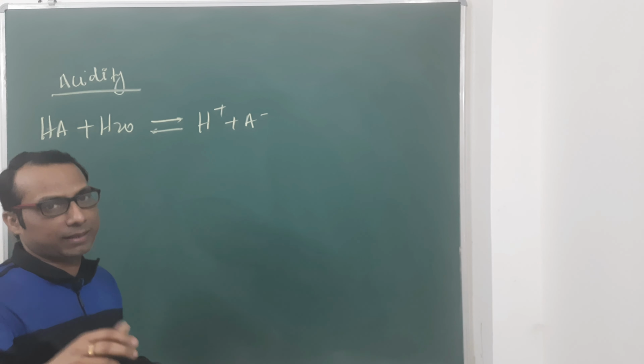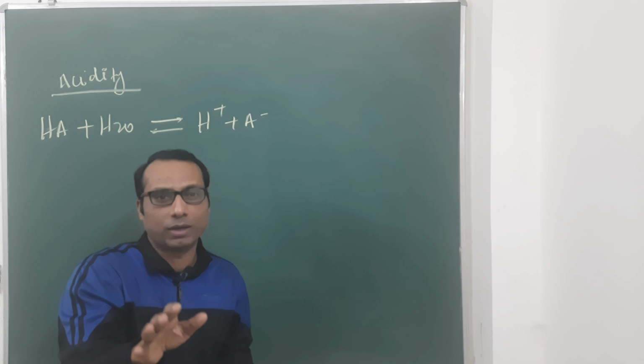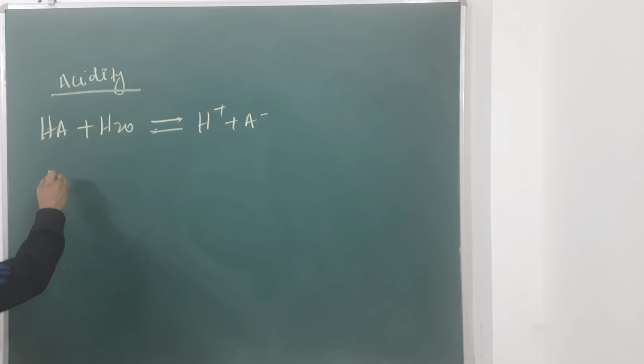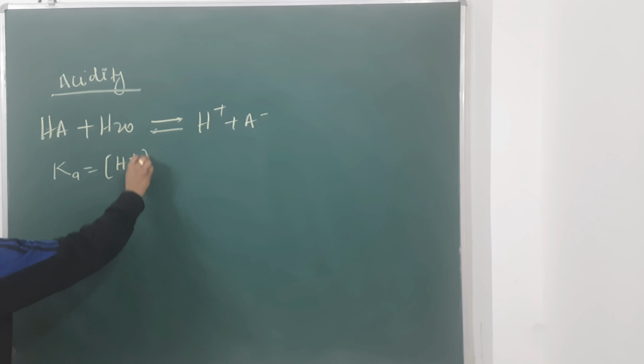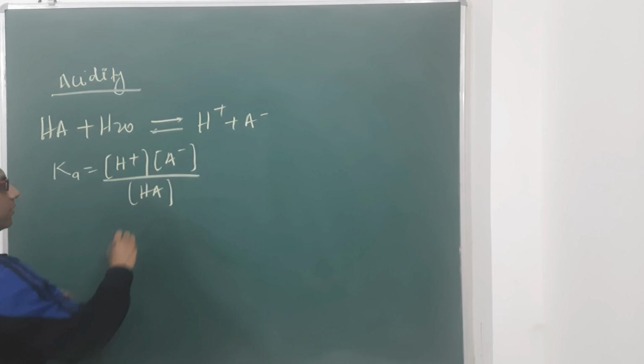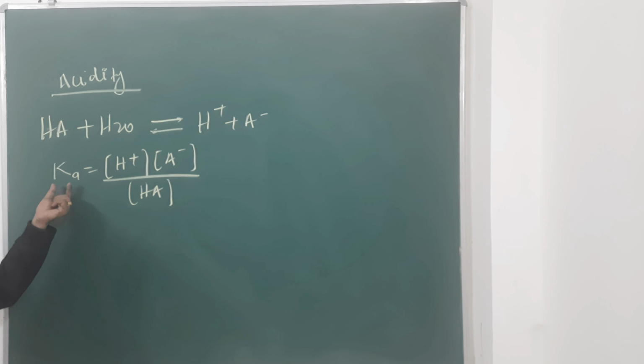As we know, H plus and H3O plus at low concentration are both equal, so you can write either H plus or H3O plus. The equilibrium will set up, and then we write Ka equals H plus times A minus upon HA. You can see clearly that if the equilibrium constant increases, then H plus increases, correct? Through this equation we observe that if Ka increases, it means H plus increases. So acidic strength increases with Ka or H plus ions.